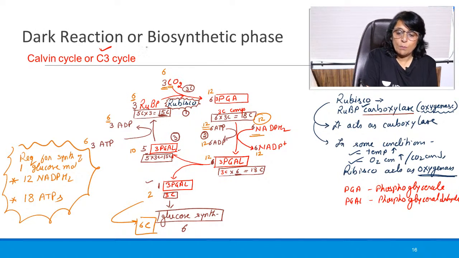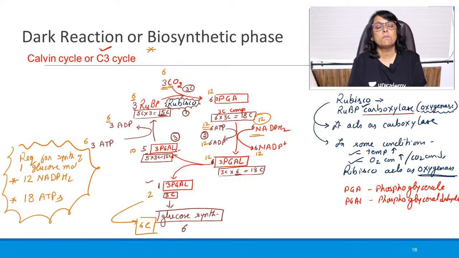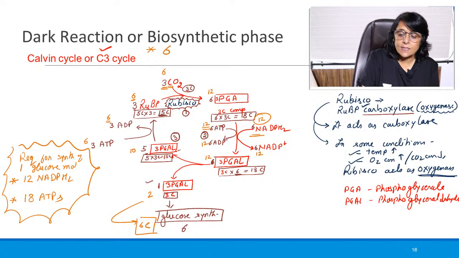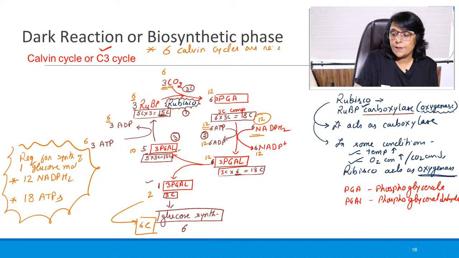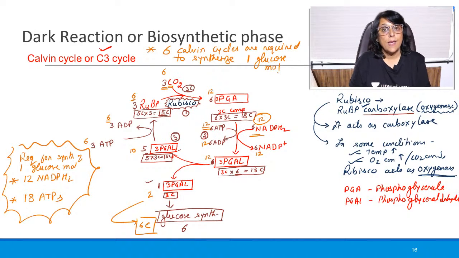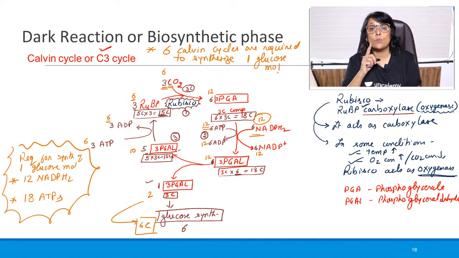But the most important statement which you have to write down on the page where you have drawn this cycle is 6 Calvin cycles are required to synthesize 1 glucose molecule. That means it is always 1 carbon dioxide which is accepted.